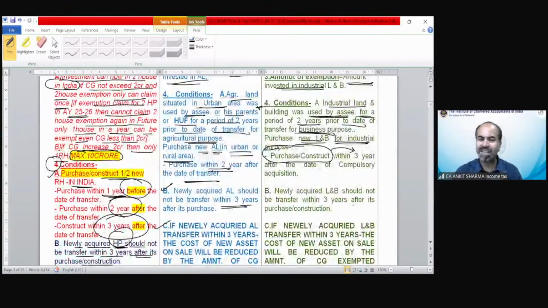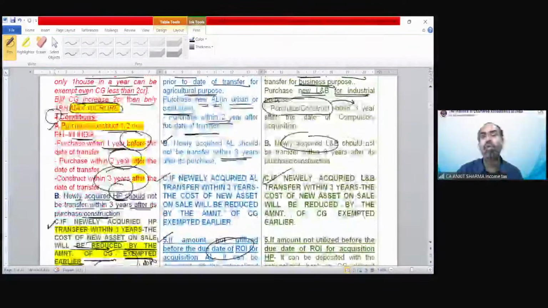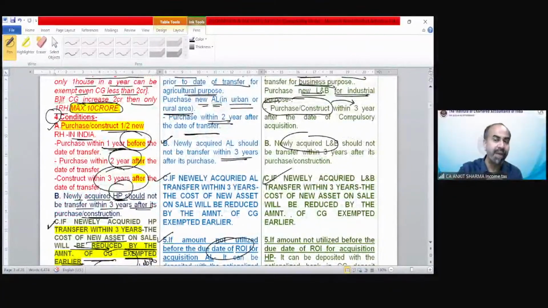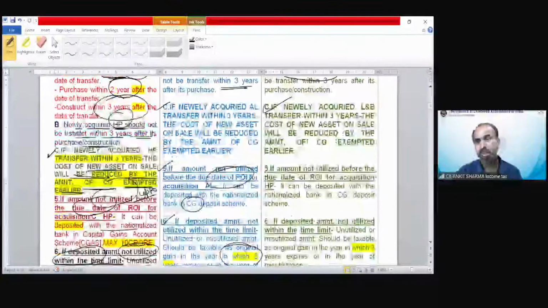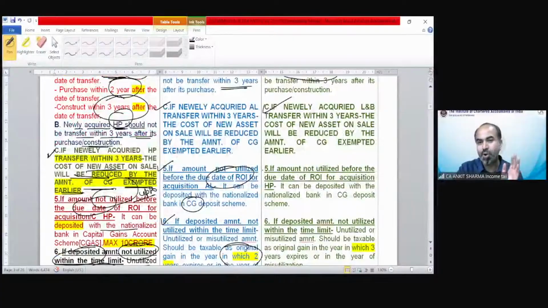B point exactly same, newly acquired property you cannot transfer within 3 years. If transferred, exactly same provision, your cost is going to be reduced by the amount of exemption claimed. Fifth and sixth, exactly copy paste provision, no difference. You have to either actually invest or, up to the period of ROI, deposit in capital gain account scheme.